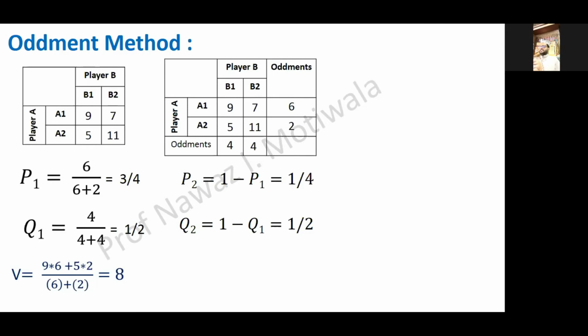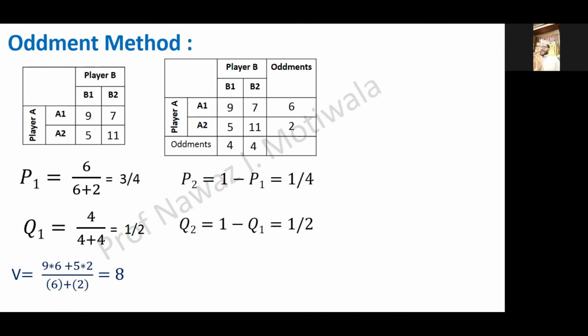We have done it in simple terms: just multiply the first column with the oddments and divide by the total number of oddments. This we have already seen. Now there is one more technique by which we can find out the value of game. And what is that? We now know that this A1 has the probability of 3 by 4. That means this A1 will be occurring 3 by 4 times out of 1. So as many times as it is offered, that many times he will get a profit of 9.